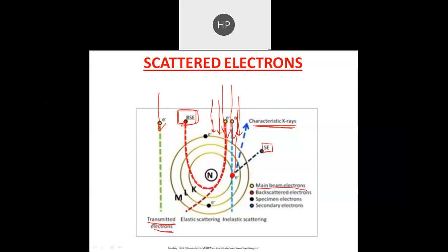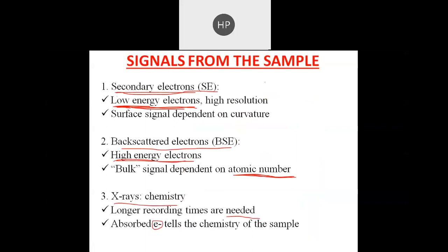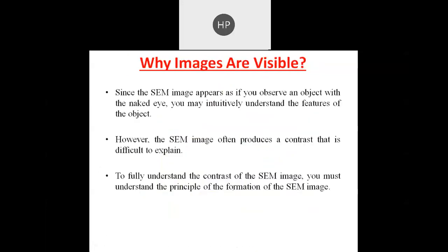So the required signals for us are the secondary electron, X-rays, and backscattered electron. These are the three important signals that we require for our analysis or to generate the image: secondary electrons, backscattered electrons, and X-rays. So why are these images visible? We have collected the electrons, but how are these images visible?